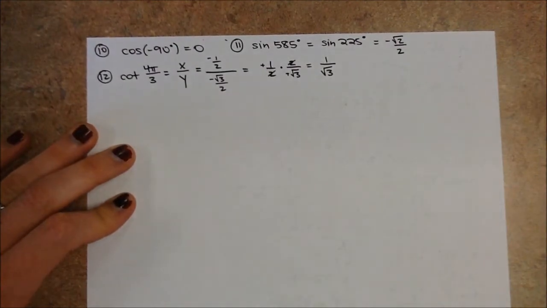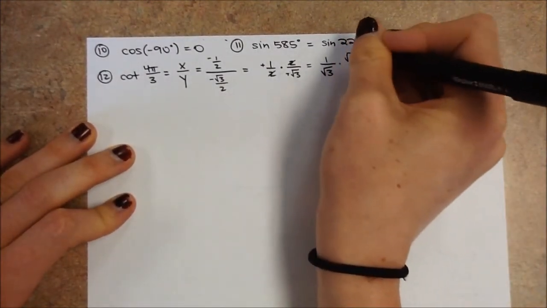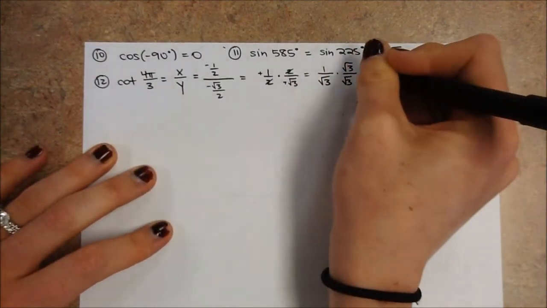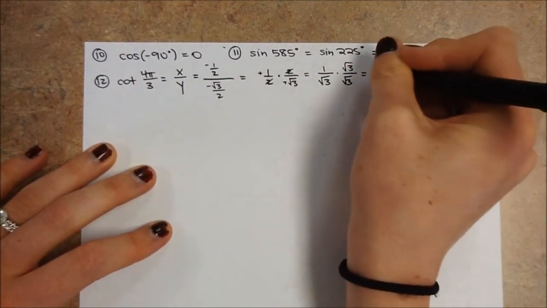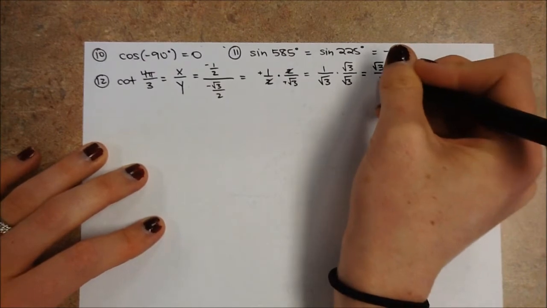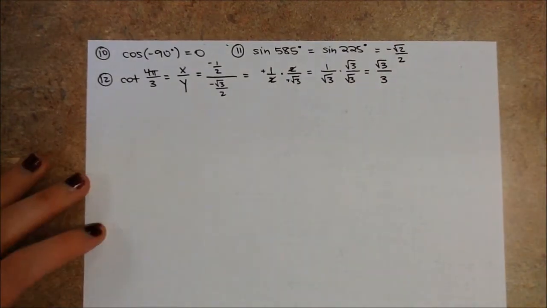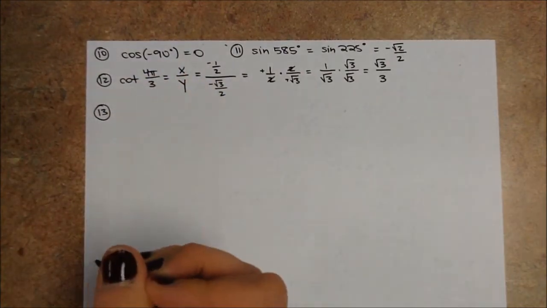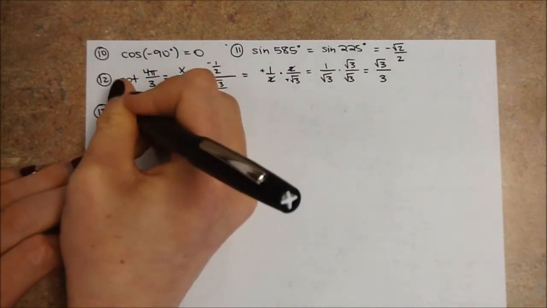But you can't leave a square root in the denominator like that, so we do what we call rationalizing the denominator. Or I multiply by a fancy 1, and I get the square root of 3 in the numerator, and then root 3 times root 3 just leaves me with 3 in the denominator. Okay, so that's how you do cotangent. Number 13, I'll show you how you do secant.